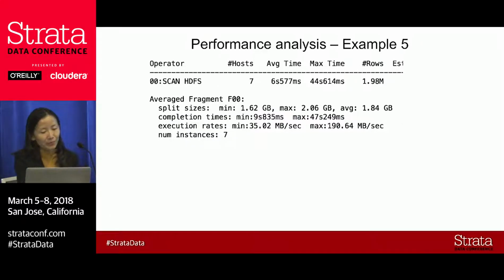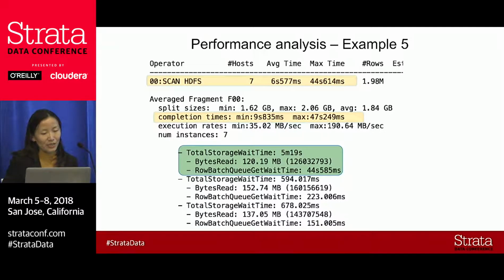For this example, we can very easily see that there's a big skew here. The average is 6 seconds. The maximum is almost 45 seconds. And same thing, let's check the data we really read for each instance, to see if there's a big difference or not. By comparing the three instances, you can see the range is from like 120 to 150. So the difference is not that big. It's not like the execution time. The execution time is roughly a 7x difference, but the data read differs by less than 10-20%.